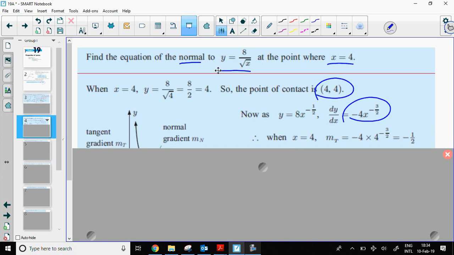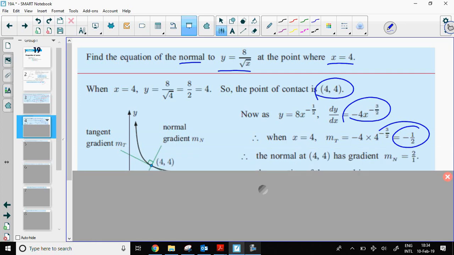Square root of 4 is going to be 2. 2 cubed is going to be 8. But it's really to the negative cube, so we have 4 divided by 8. It's going to be 1/2. Yeah, or negative 1/2, excuse me. So that's the slope of our tangent, which makes the slope of our normal equal to positive 2/1.